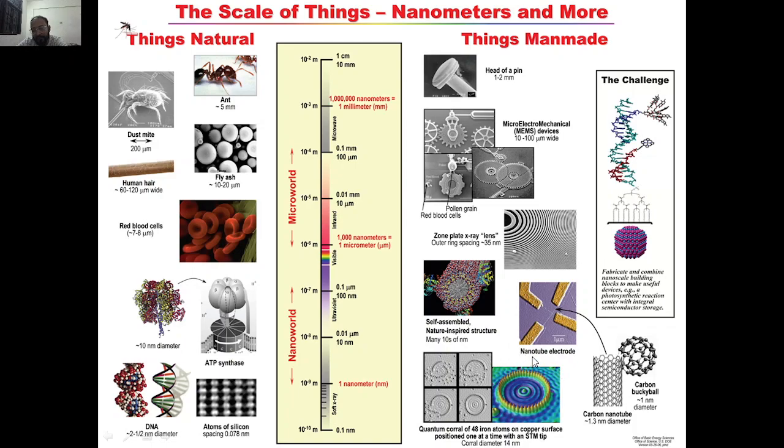Next we have the nanotube electrode. Imagine this scale is 1 micrometer. See here, all of you. So here this scale is 1 micrometer. Now you can simply place this scale here, so this will be just 1 micrometer.